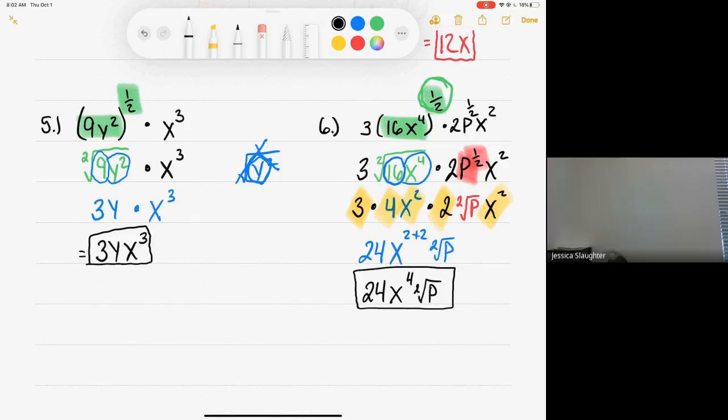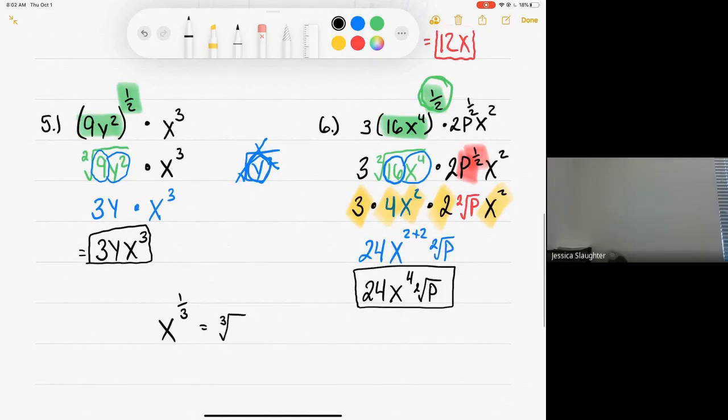Do we have any questions or concerns, guys? So when you have a fractional exponent, remember, if we had x to the 1/3, this becomes the third root of x. That's how it gets switched. Then you just have to ask yourself, can I take the third root of x? No. Okay, box it up.